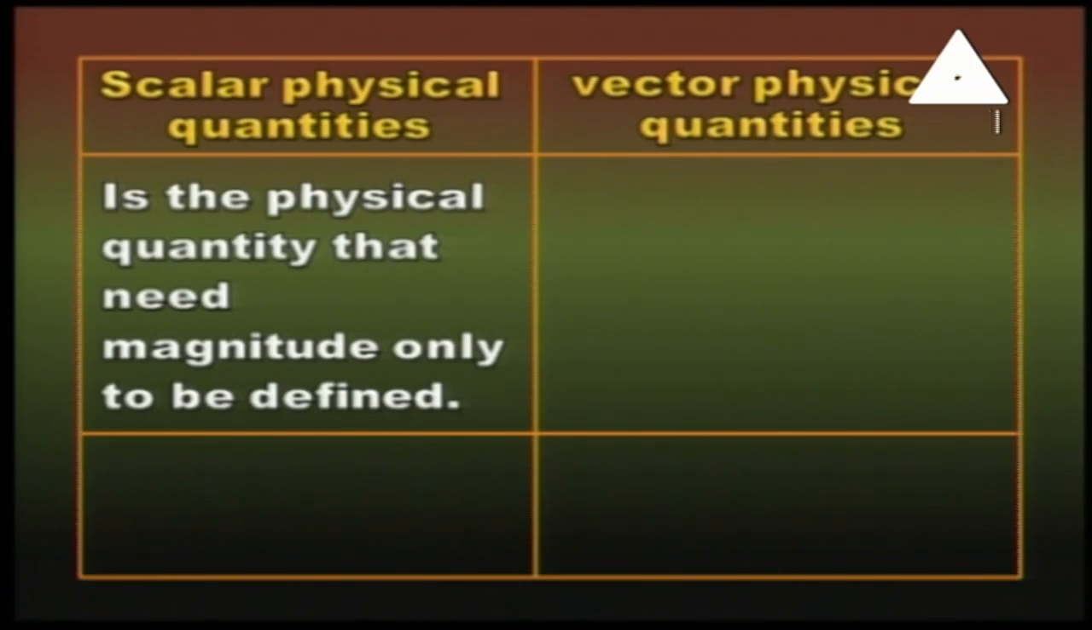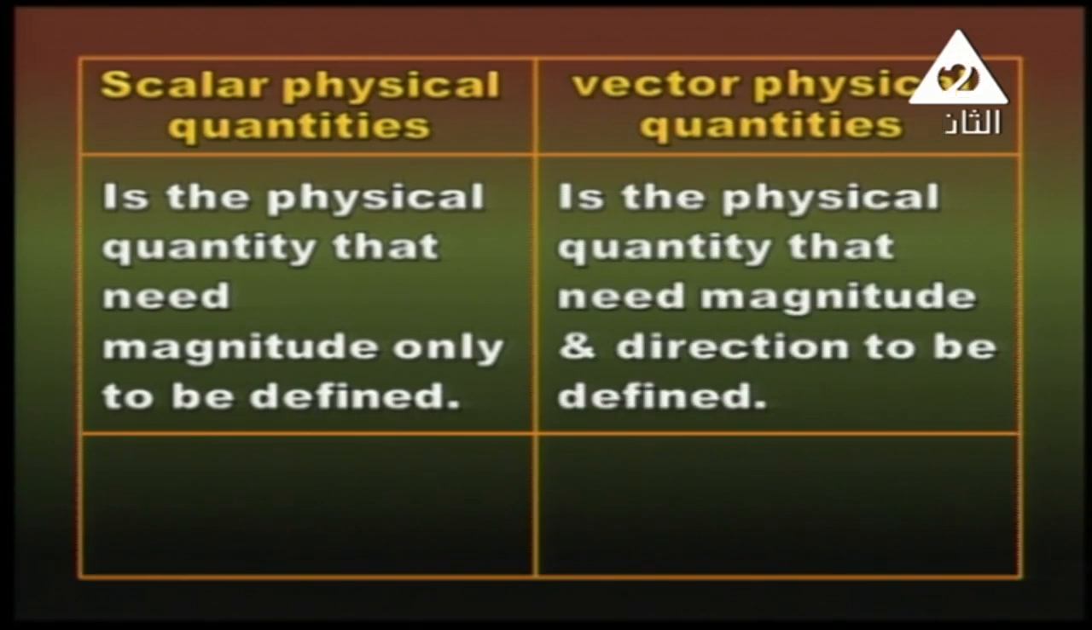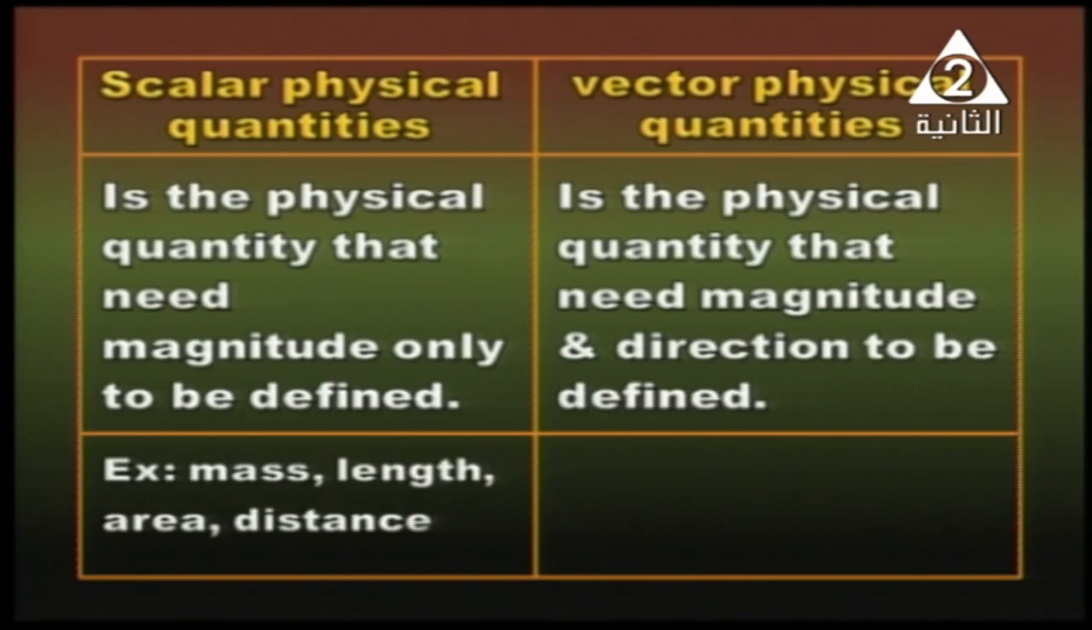It is a physical quantity that needs magnitude only to be defined, while the vector physical quantity is a physical quantity that needs magnitude and direction to be defined. You must mention the magnitude and the direction of a vector physical quantity.